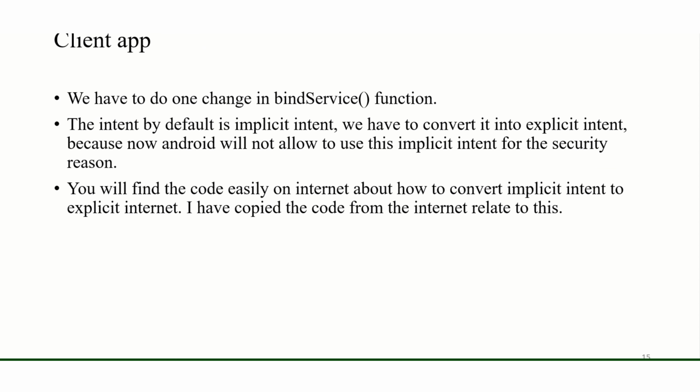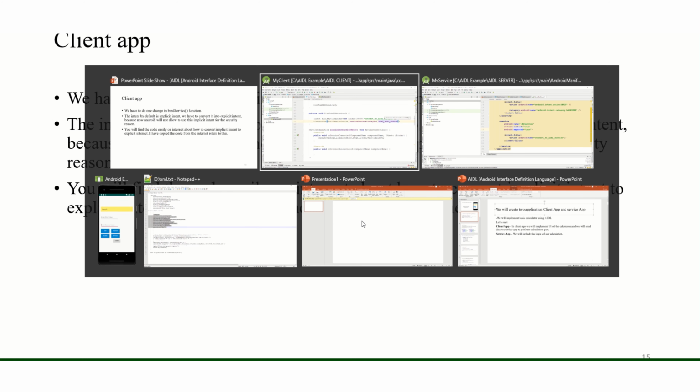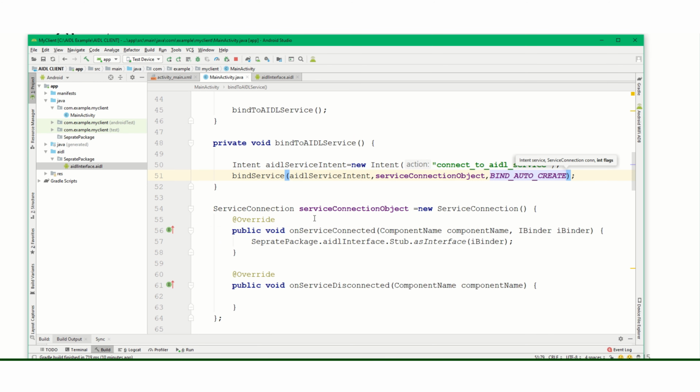Yeah, we have to do one change in our bind service function. The intent, by default, is the first parameter. Our first parameter intent is by default an implicit intent. We have to convert it into an explicit intent. The reason is that for security purposes, it has been blocked. You have to pass an explicit intent. So to convert this implicit intent to an explicit intent, we have to convert this intent.